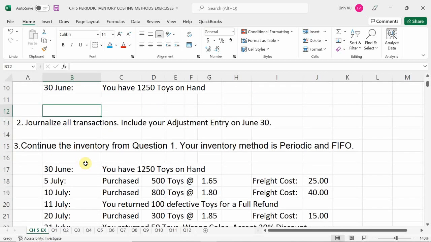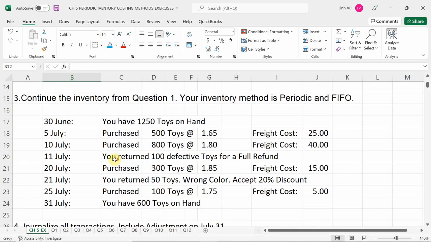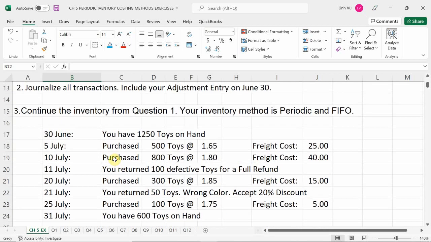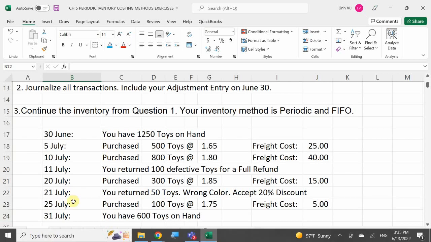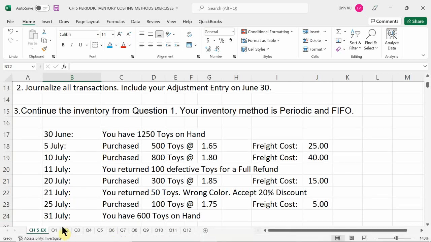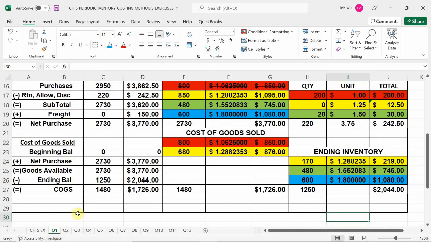So question number 3, we're going to continue the inventory from question number 1. Your inventory method is still periodic and it's still FIFO, but this time we have beginning inventory. Okay, we have on June 30th a total of 1,250 toys on hand. So what are we going to do with this information? We're going to carry it over from our previous inventory worksheet into our new inventory worksheet, okay?